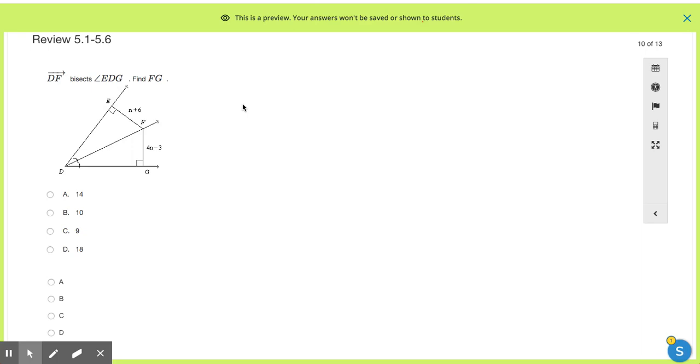All right. If DF bisects EDG, that's basically what it's saying right here. That means this ray is not favoring one of the sides. It's right down the middle. That means this angle is equal to this one. So again, this is an angle bisector. Okay, so it's creating this equation.